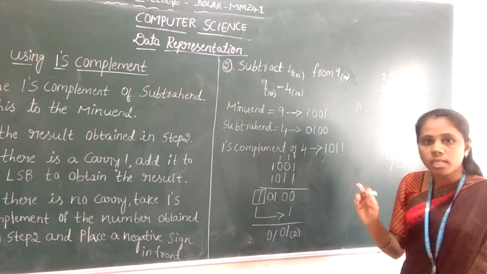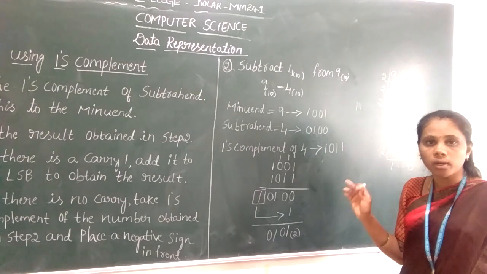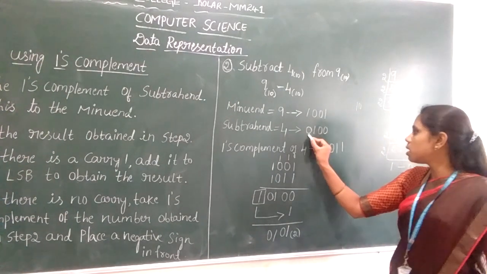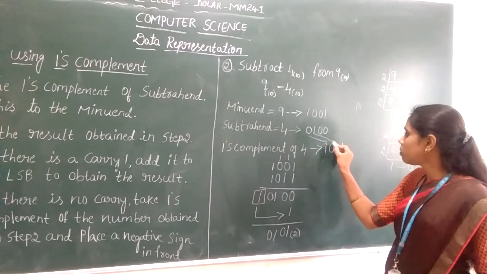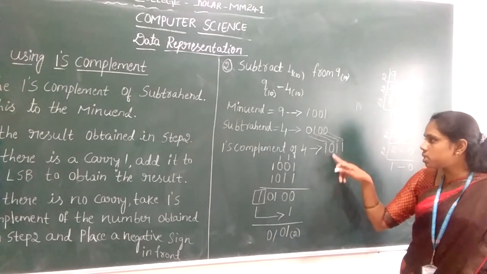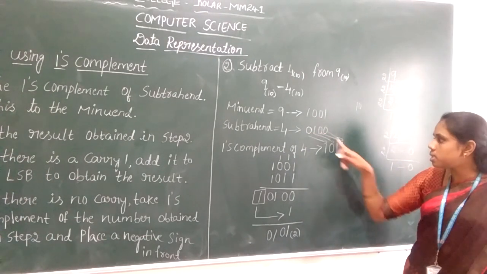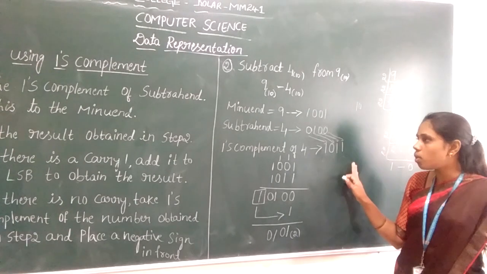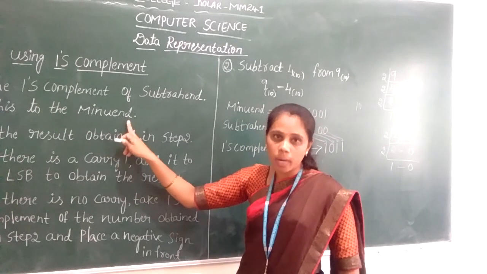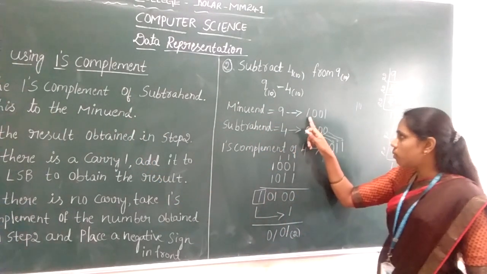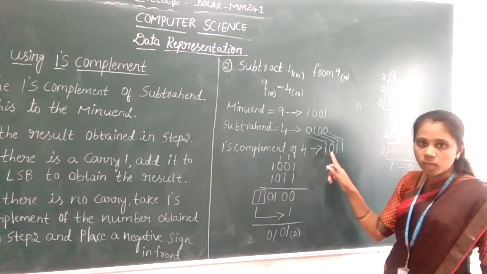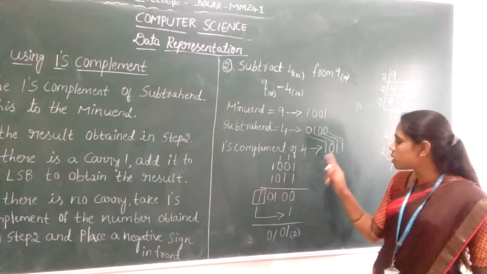Ones complement is changing each 0 to 1 and each 1 to 0. Here 0 is changed to 1, 1 is changed to 0, 0 is changed to 1, again 0 is changed to 1. This is the ones complement of the subtrahend, 1011. In the second step, add this to the minuend. The minuend here is 9, that is 1001. Now add this subtrahend ones complement to this number.